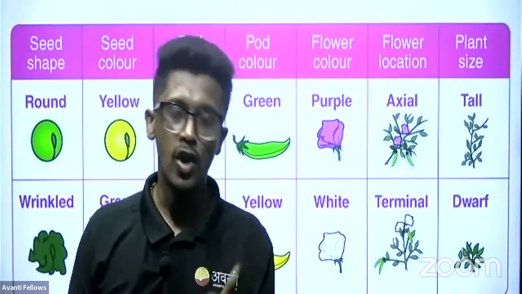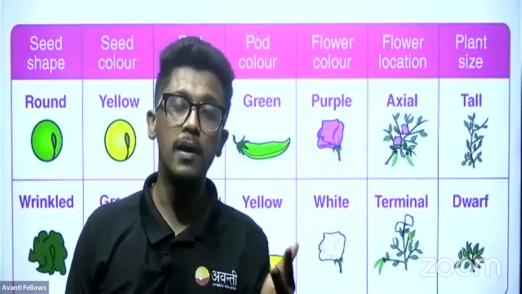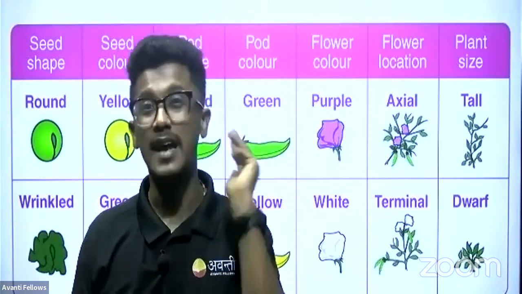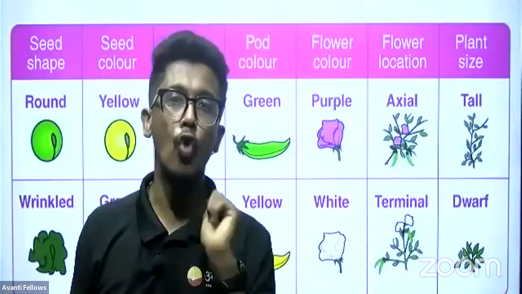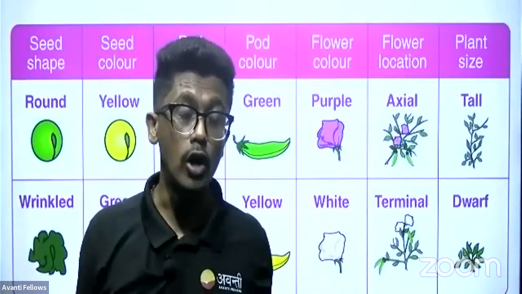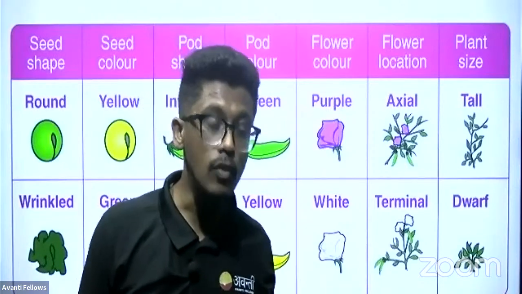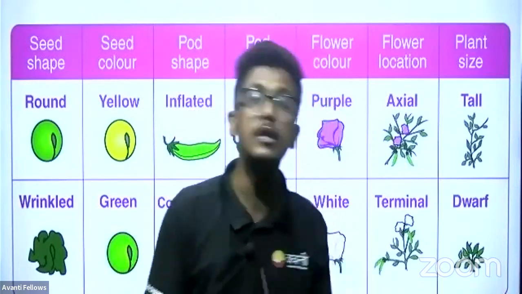Would it be black? Would it be white? Would it be black and white mix? Would it be brown? Would it be gray? So there are so many possibilities, right? Intermediate characteristics are so high when it comes to non-contrasting characteristics. That's why we have to regard Mendel for his choice of the pea plants.